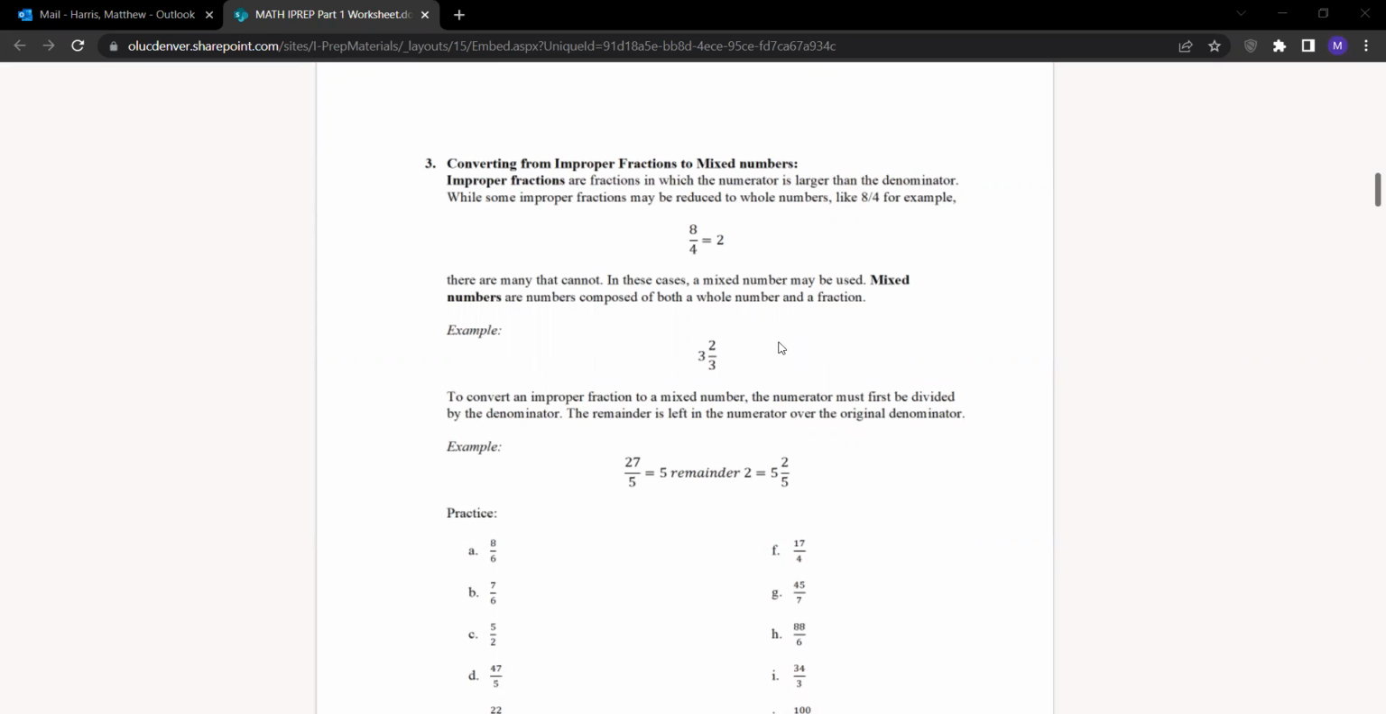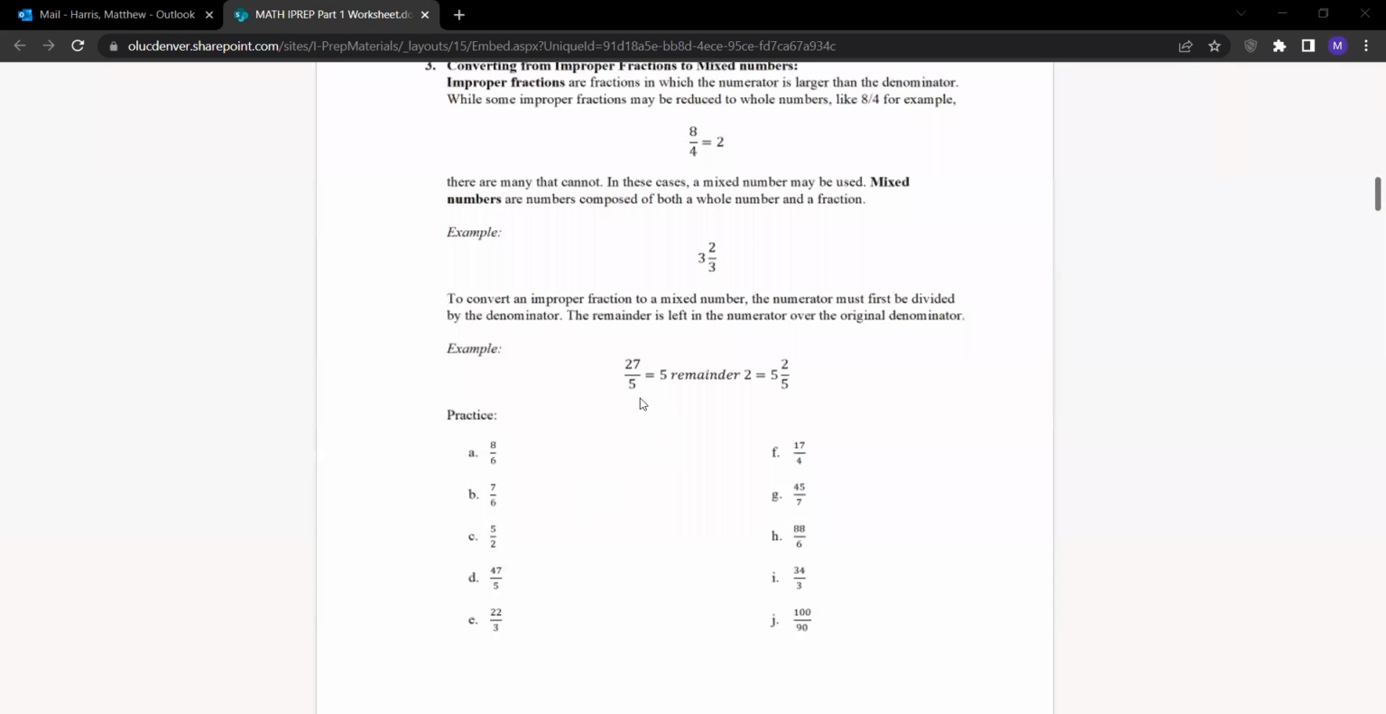So our mixed numbers are going to give us whole numbers and fractions. So we can see an example here, right? And we have our step-by-step process for how to do it. To convert an improper fraction to a mixed number, the numerator must first be divided by the denominator. The remainder is left in the numerator over the original denominator.